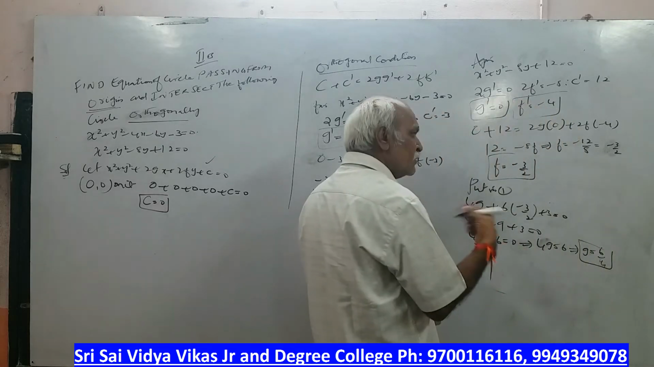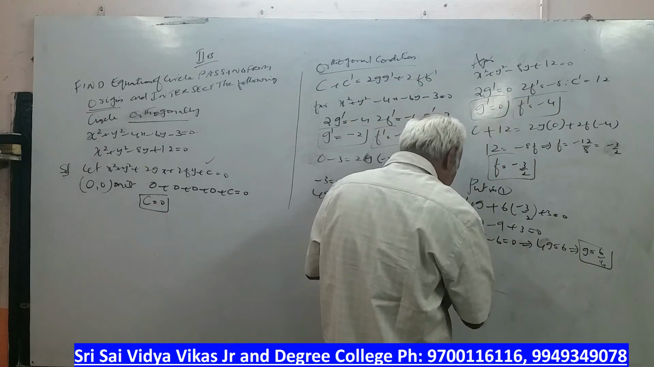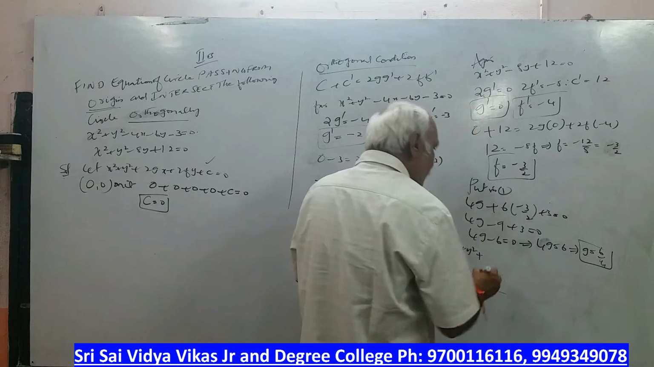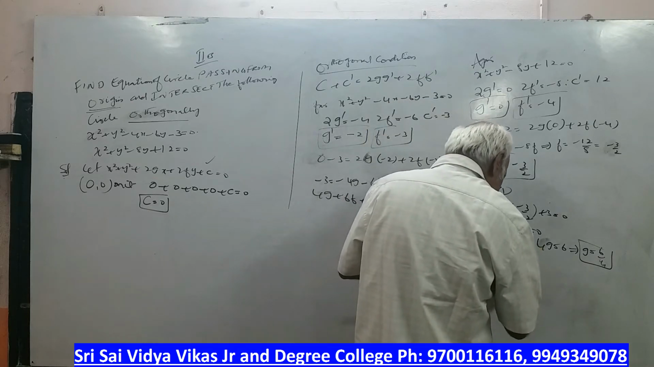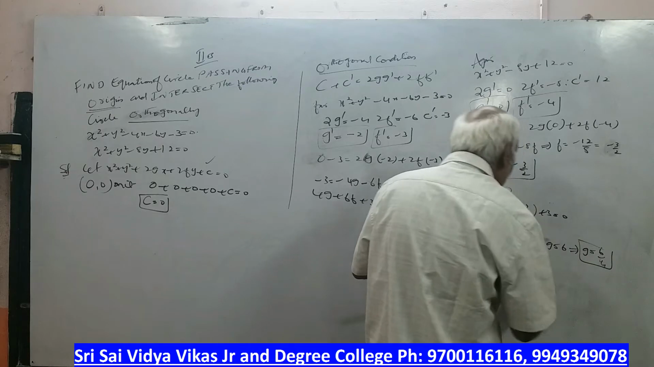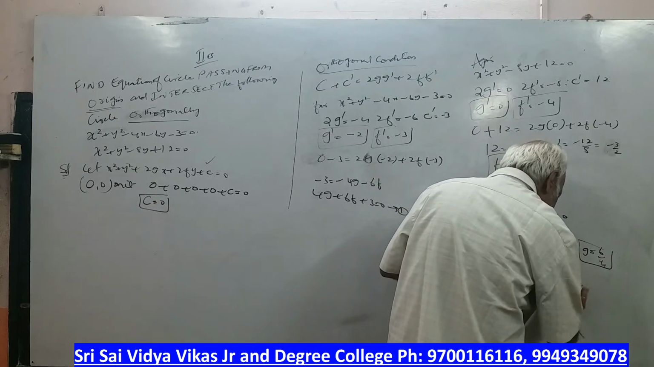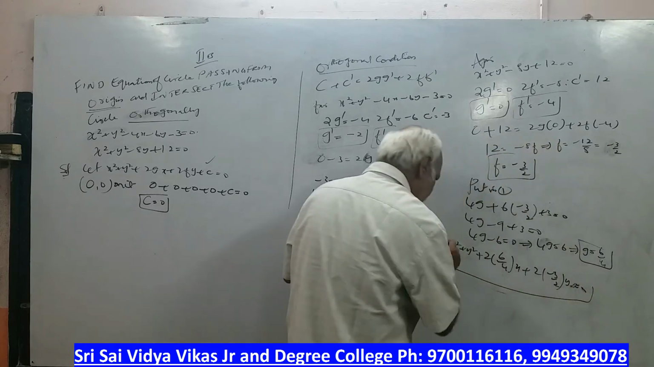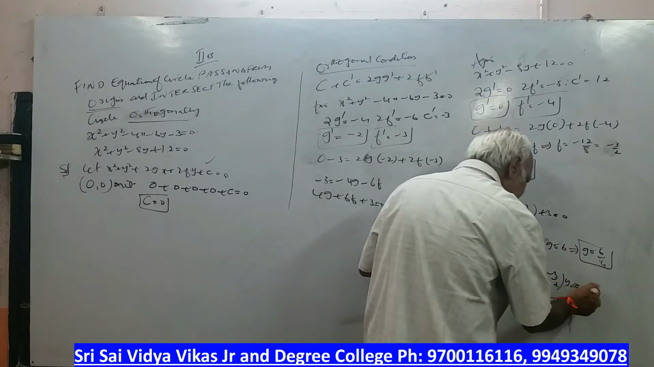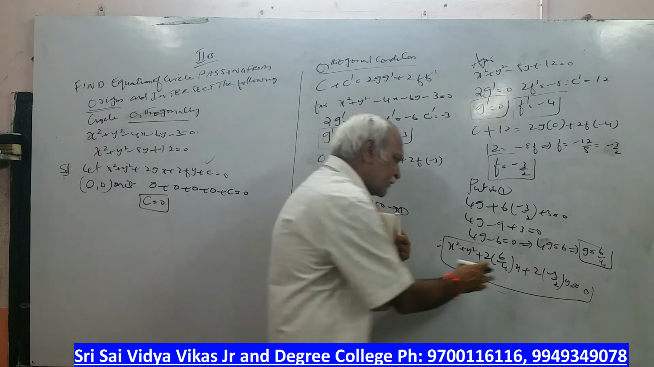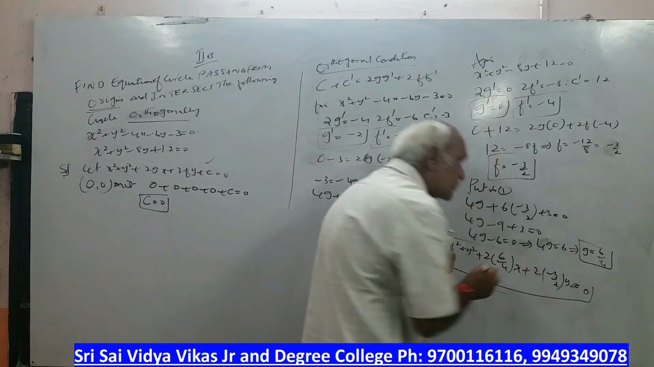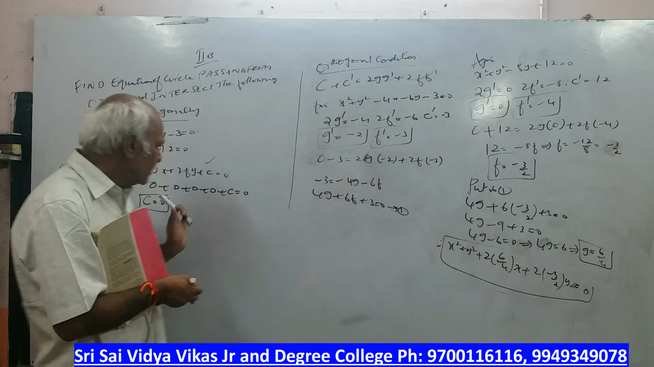You got the g value and f value. Therefore, the circle equation is x square plus y square plus 2gx plus 2 into the f value, minus 3 by 2, into y plus c value 0. You can cancel, otherwise leave the answer here. In the old days, there was no problem, sir. Okay, substitute the values. So here it is the same procedure, only the equation has changed.